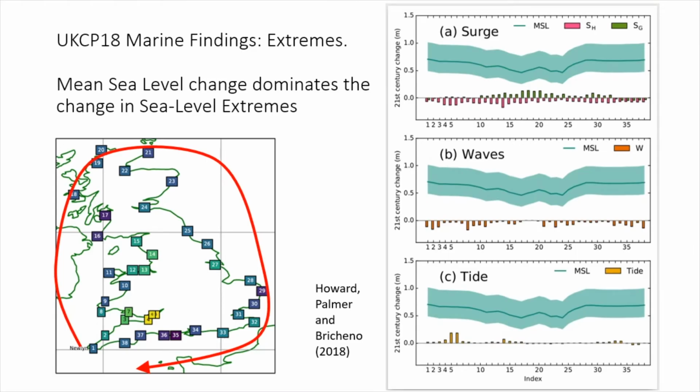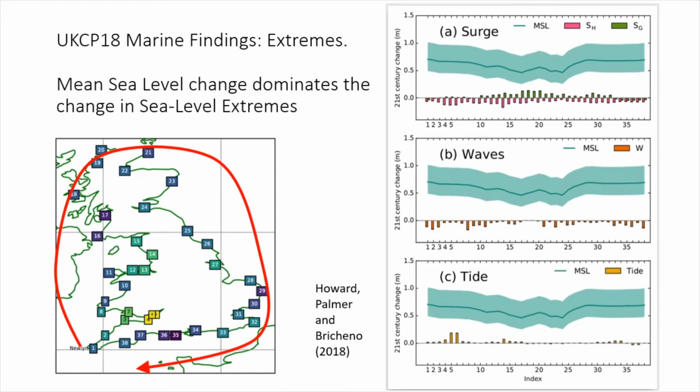The primary finding in terms of the extremes is that the mean sea level change is projected to dominate the change in the extremes. In the figure on the left, we can see the coastline of the UK mainland. The numbers indicate the location of tide gauges. These correspond to the numbers on the x-axis of the figures on the right. So in the right-hand panels, it's a bit like we have unwrapped the mainland coast clockwise, as shown by the red arrow.